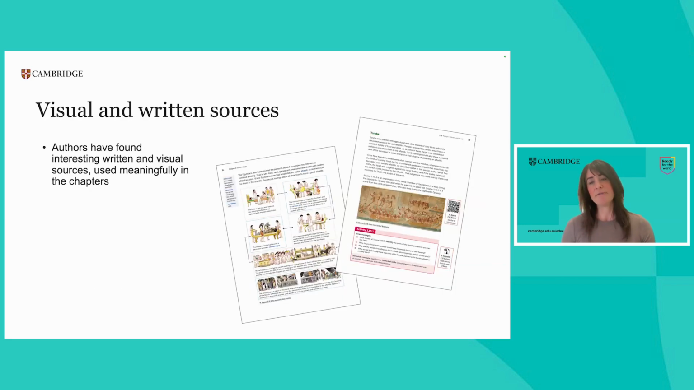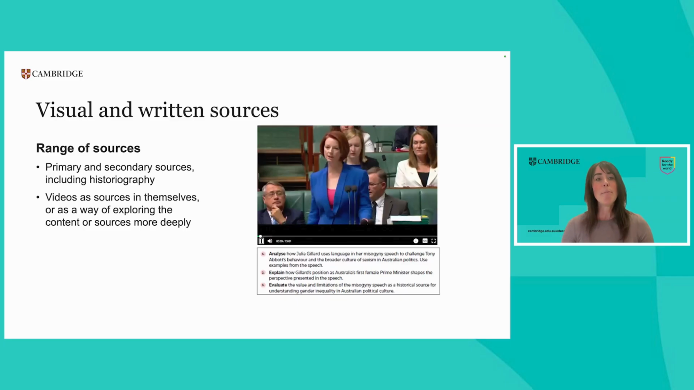What's very important for us historians, though, is visual and written sources. And the authors have found numerous interesting written and visual sources that are used really meaningfully in the chapters to help engage our learners. But this also includes video sources. And this ensures that we have differentiation in the presentation of sources for some of our more auditory learners, but also the fact that some of history is more modern. And this ensures that students are exploring the content in a really deep and meaningful way.